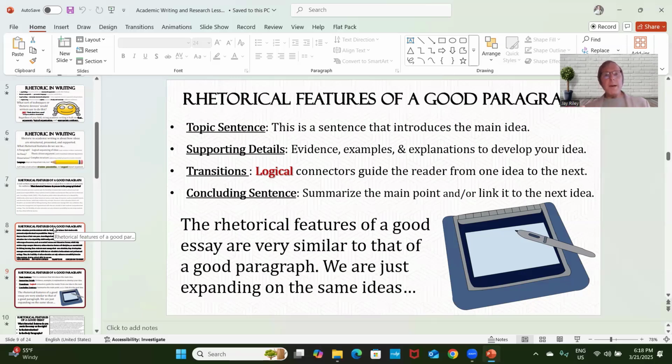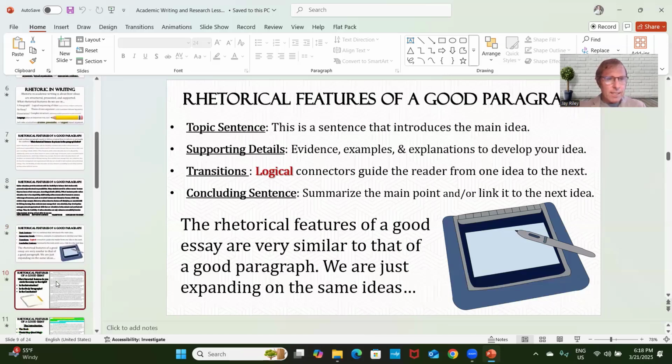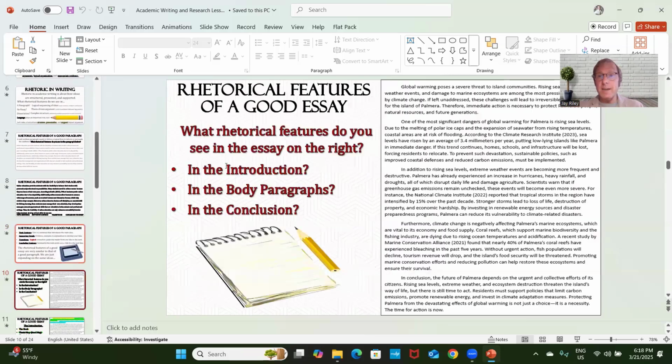So when we think about the features of a good paragraph, and then we think about the features of a good essay, they're really similar. What we're doing with an essay is we're essentially taking that paragraph and we're pulling it apart and we're expanding it. So that's really what it is. It's expanding that paragraph into an essay. Instead of a sentence, now we've got a paragraph that represents something. So let's take a look here at exactly what that looks like.